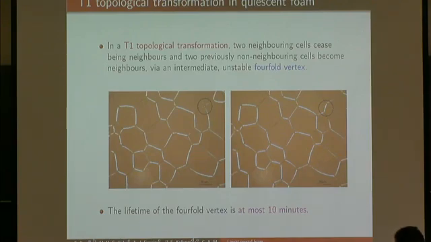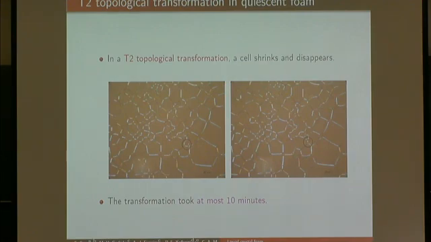Let's look at the T2 next. Well, you saw a few of them in the movie, but here it is. You have, I think, a four-sided bubble there, and now it's gone. You don't see it anymore. And there are many other such cases there. Again, this transformation took at most 10 minutes.